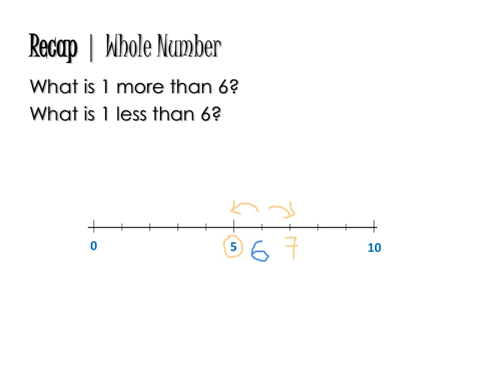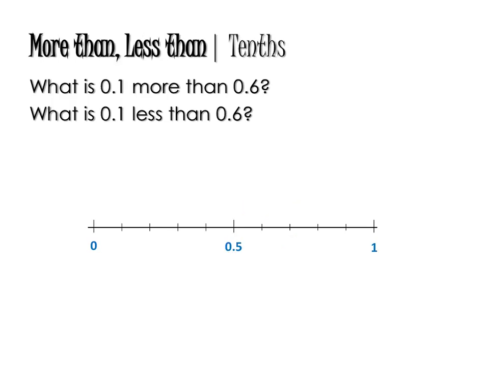So now let's look at how we will use this for decimals. Let's look at more than, less than in tenths. If I ask you what is 0.1 more than 0.6, what would the answer be? Another way of looking at it is 0.1 is 1/10, and 0.6 is 6/10. So what is 1/10 more than 6/10? I think you should know that it's 7/10.